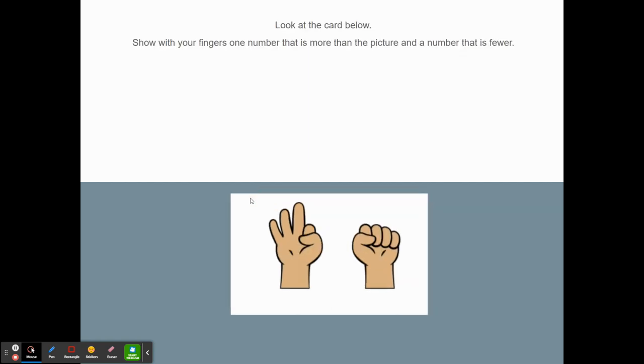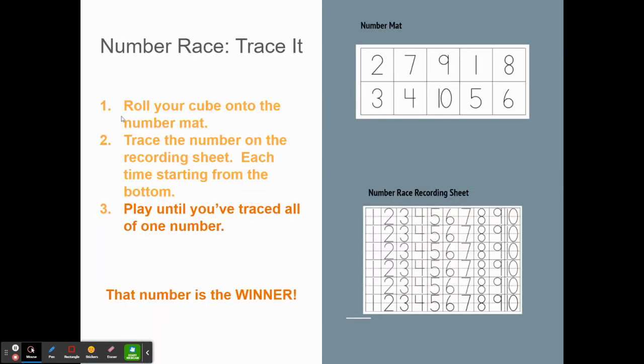This is the finger center. And then a new one is they're going to do the number race, trace it. They're going to roll a cube onto the mat. There's some die that's in the where all the manipulatives are. And you can find this recording sheet on the math website. And they're going to trace the number on the recording sheet each time starting from the bottom. And they play until they traced all the numbers, and that's the winner.